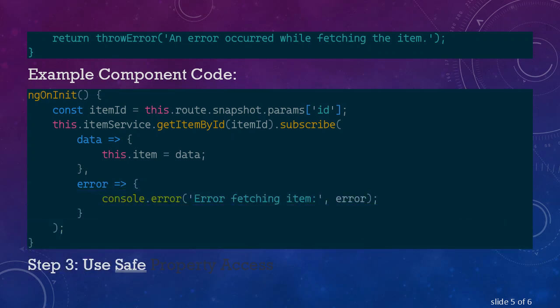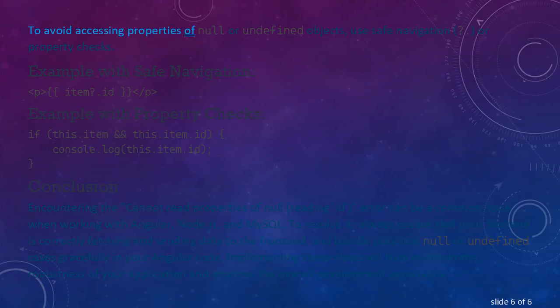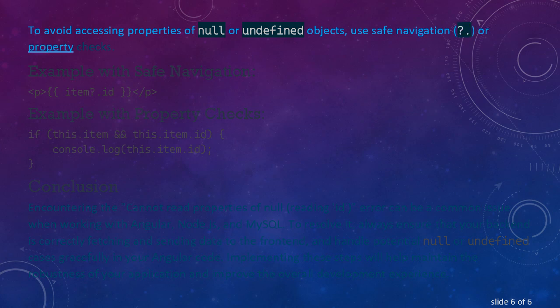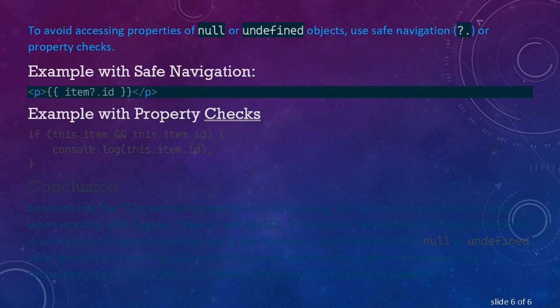Step 3. Use safe property access. To avoid accessing properties of null or undefined objects, use safe navigation or property checks. Example with safe navigation. Example with property checks.